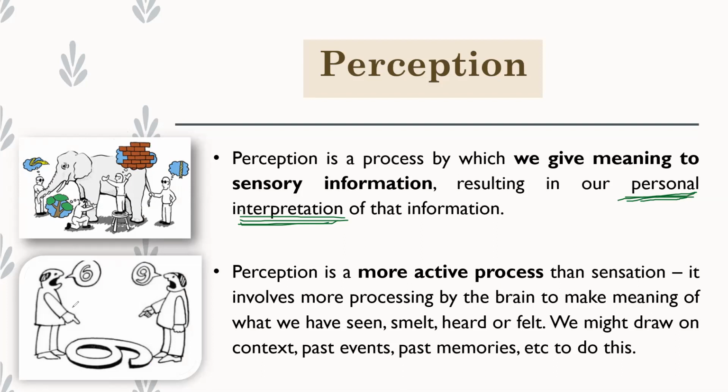So obviously, like we said before, sensation is a passive process. It doesn't have much effort. It's just the initial receiving of the data, sensory information. Perception is more active, okay? Perception is more active because we are actively using our brain to make sense of what we have seen, what we have smelt, what we've heard, or what we've felt, okay?